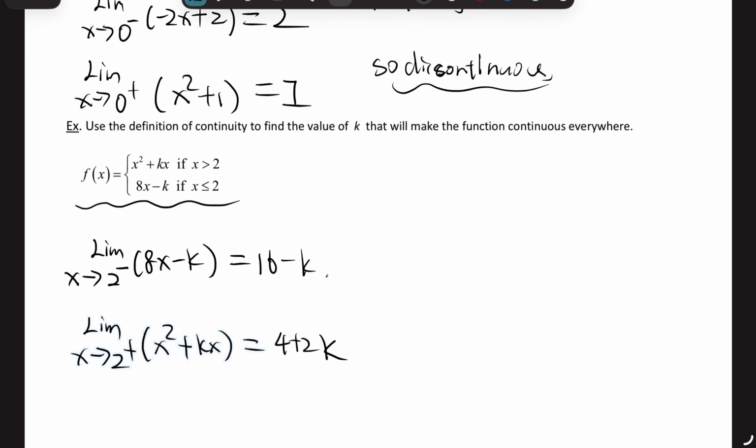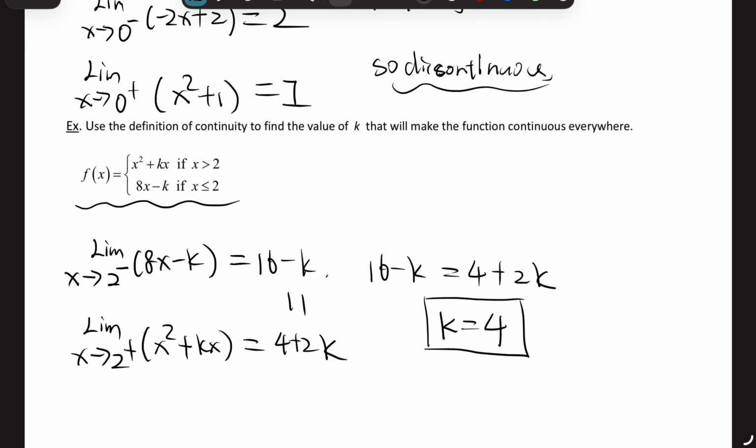Since the limit exists, these two have to be equal. So we have 16 minus k equals 4 plus 2k. We can get k equals 4. So this value of k will make the function continuous everywhere.